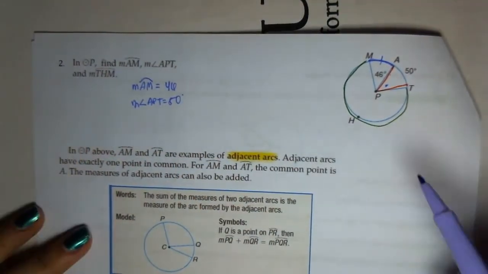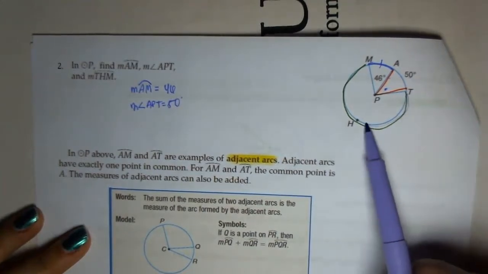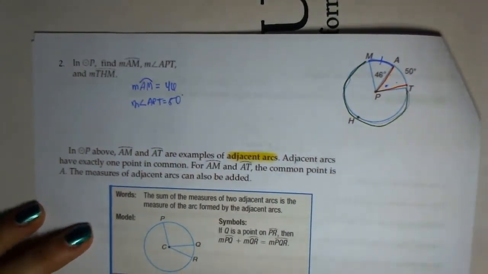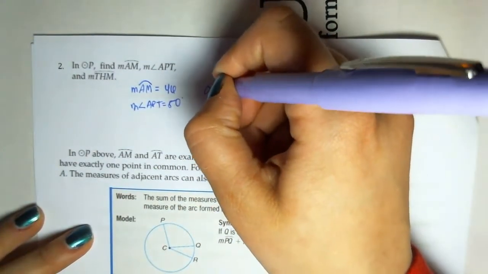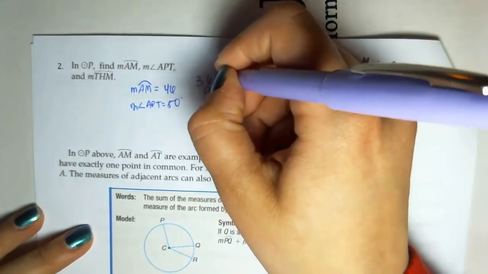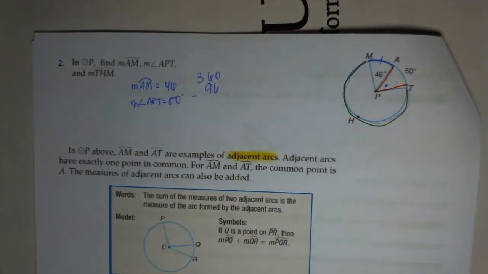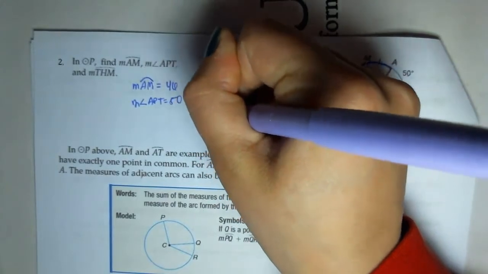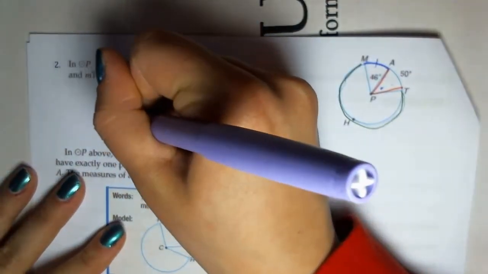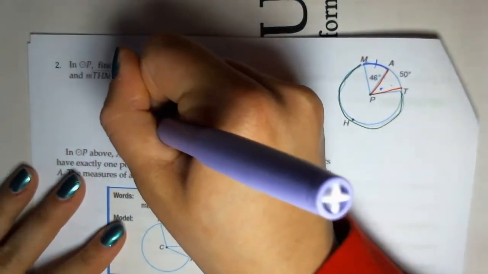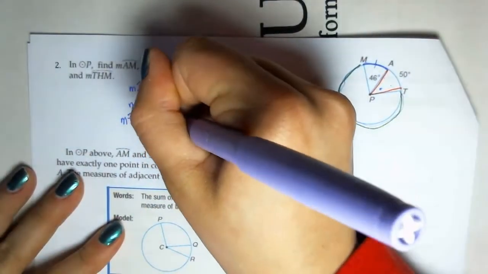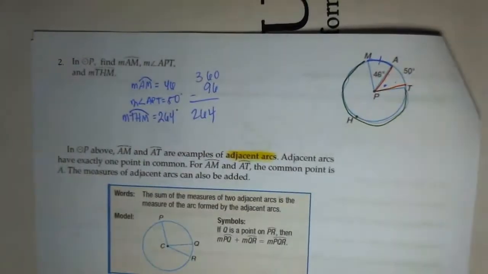And to find this, we can add these up and subtract from 360. So I have 96, 360 minus 96. And I get 264. So the major arc, or arc THM, is going to be 264. All right?